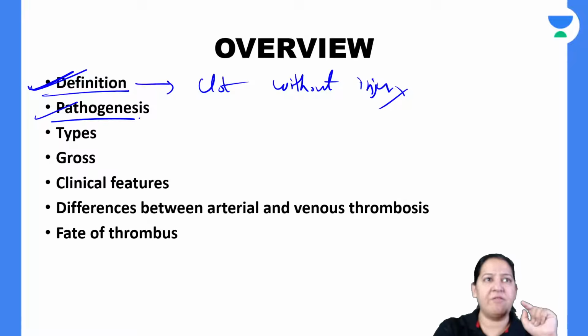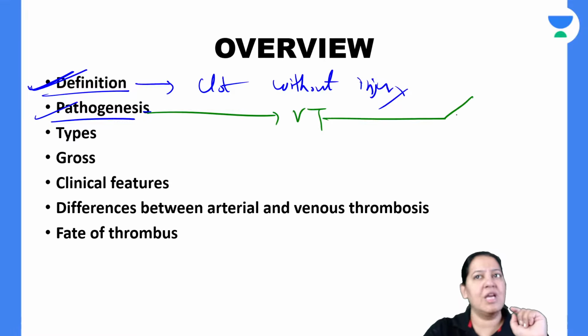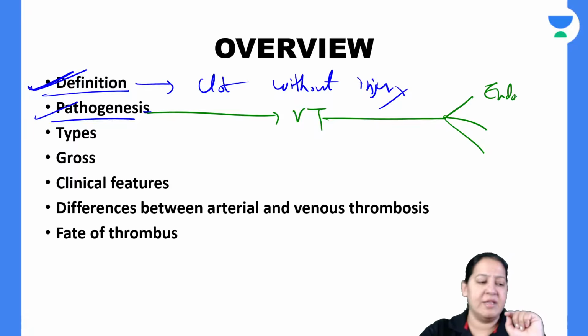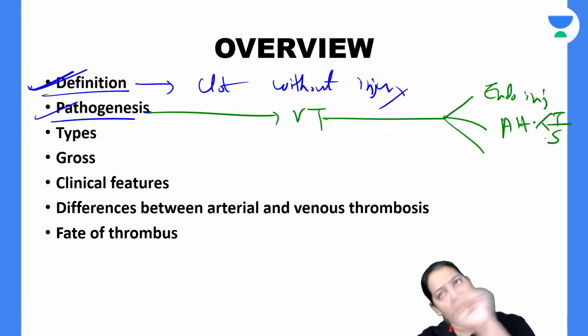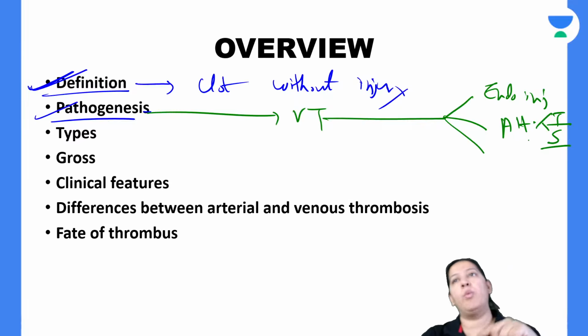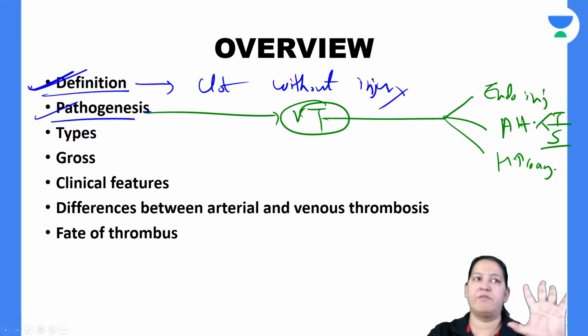The pathogenesis, I have told you, is the Virchow triad. So what is the Virchow triad? There are three things which lead to thrombus formation. The first one is endothelial injury. The second is alteration in blood flow, that is turbulence or stasis. Turbulence leads to clot formation in artery, stasis leads to clot formation in the vein. And the third thing is hypercoagulability of the blood. Never forget the Virchow triad. The Virchow triad is the pathogenesis of thrombosis.